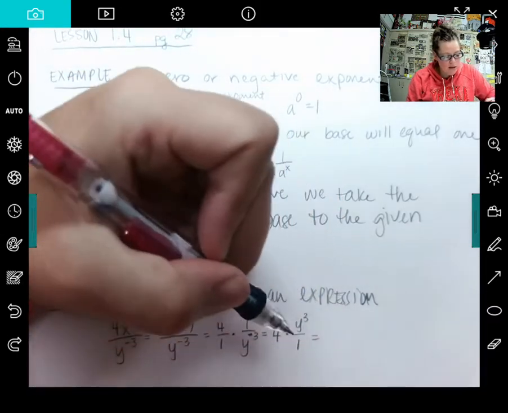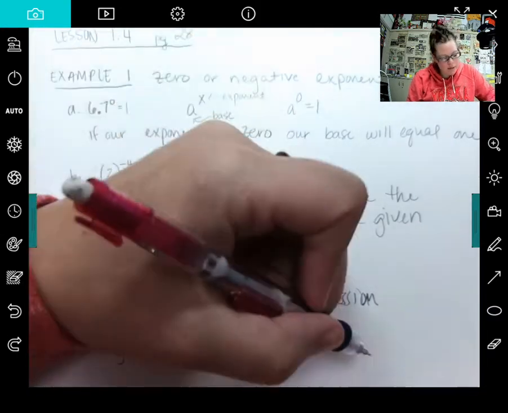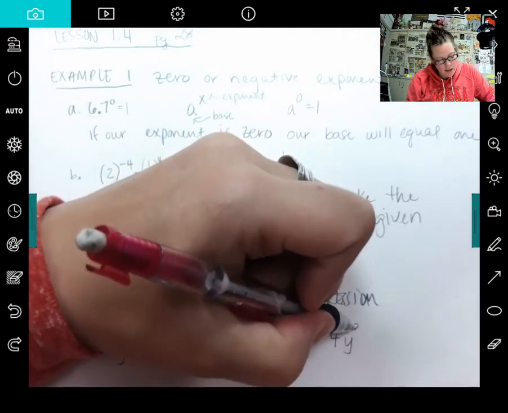So we have to make sure that we keep that cubed there. Okay, so then from here, any number over 1 is just that number. So our answer should be 4y cubed.